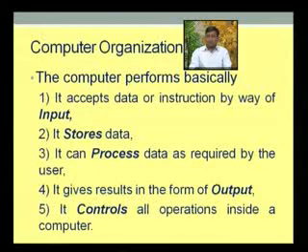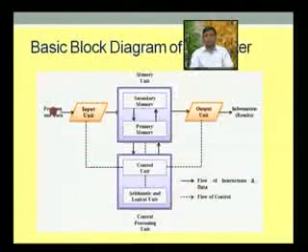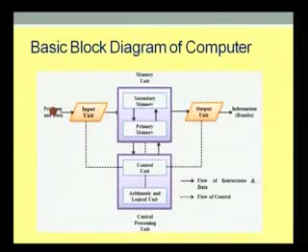For a successful execution of any operation, we require some control. So the computer controls each and every operation which is going to be performed inside the computer. It happens under the control of the control unit. Now this is our basic block diagram of a computer.